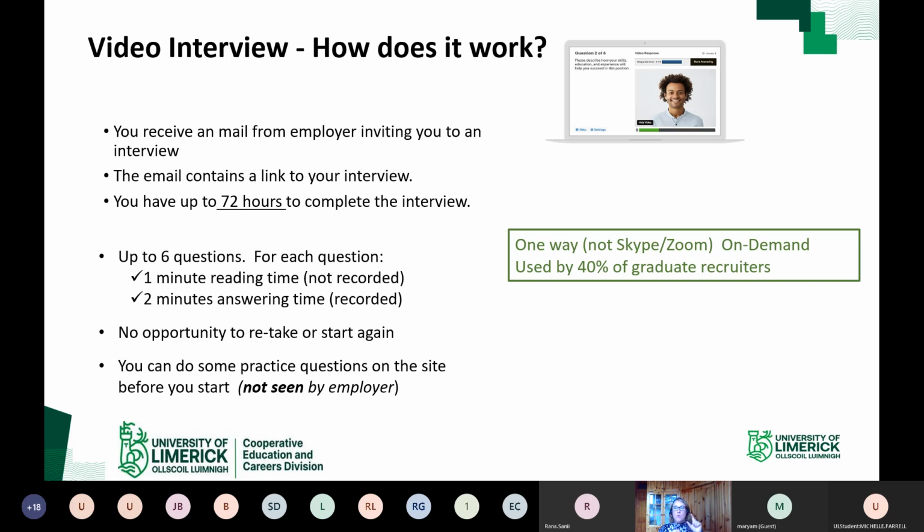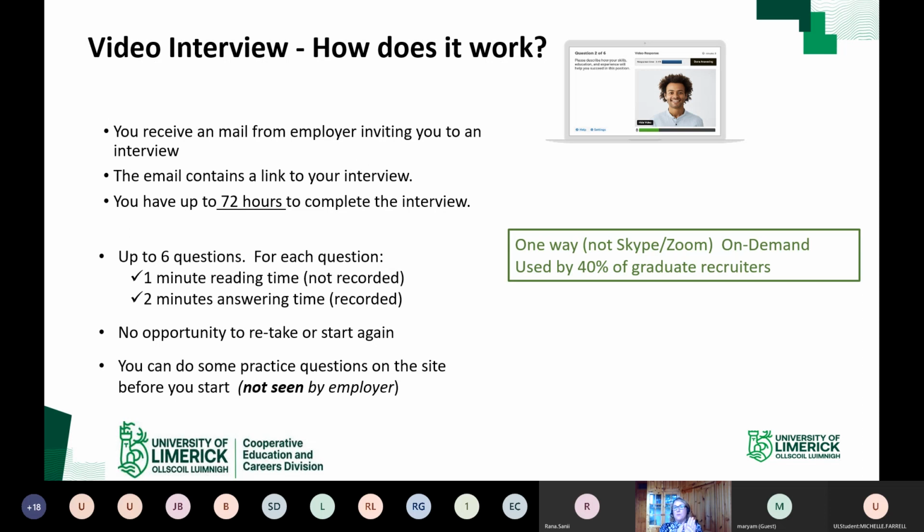But these one-way or on-demand type video interviews are being used by 40% of graduate recruiters. So they're the ones where you record. You'll receive an email from the employer with a link, and you'll have up to about 72 hours to complete the interview. Often they will send it on a Thursday afternoon, which gives you the weekend. That's what tends to happen with a lot of the graduate recruiters.